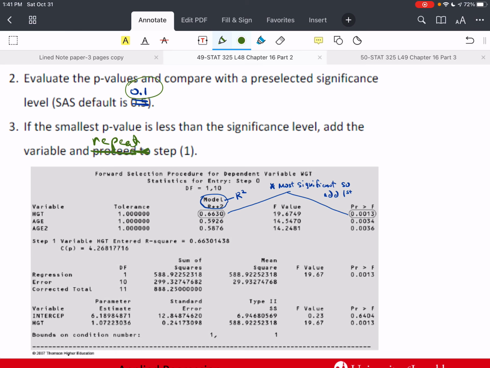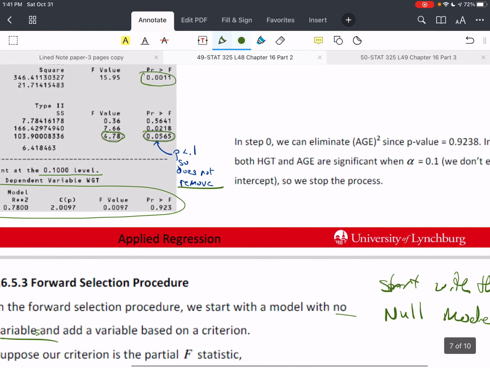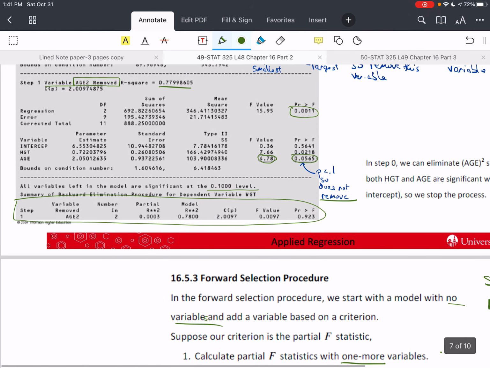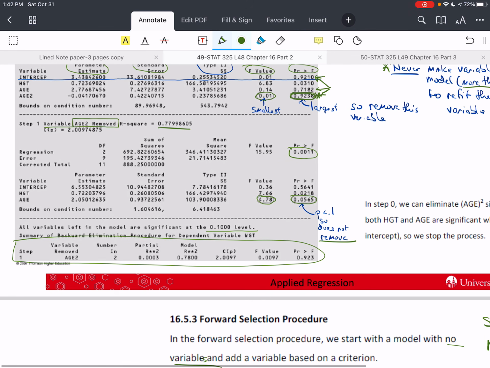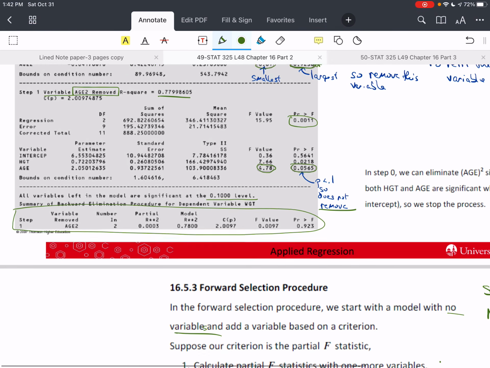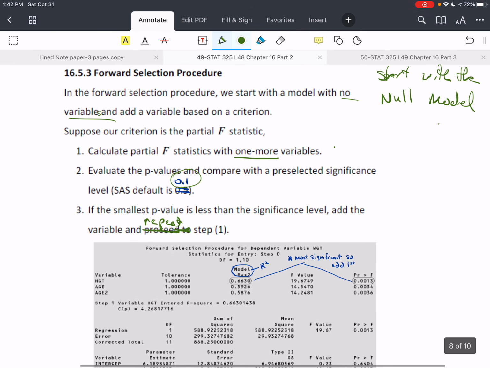All right. So we add this one first, which is the height. And here was step 0, where we decide which variable to add first. Once we've added, so step 1, we've added, this was backwards elimination. I apologize. I shouldn't go back to that one. This is the forward selection.